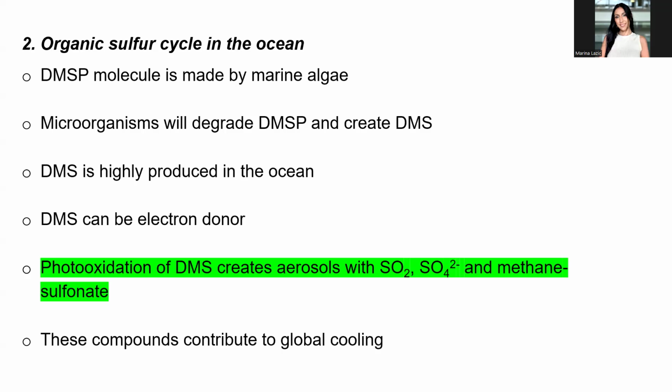So what that means is that you have DMS as an electron donor. DMS can be the sulfur compound that serves as an electron donor in the ocean. And when DMS gets photo-oxidized, like oxidized at light, it creates aerosols that interact with sulfur dioxide, sulfate, and methanesulfonate. And all these compounds can contribute to global cooling, which we all need. So technically, microbes make that DMS compound that can help in global cooling.